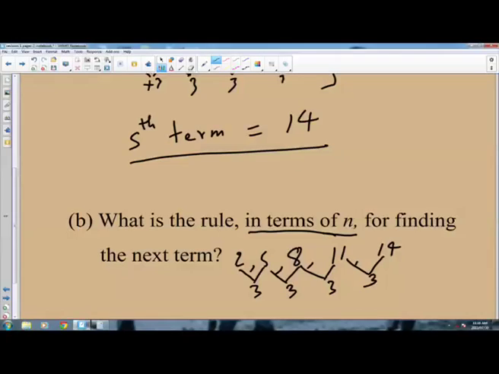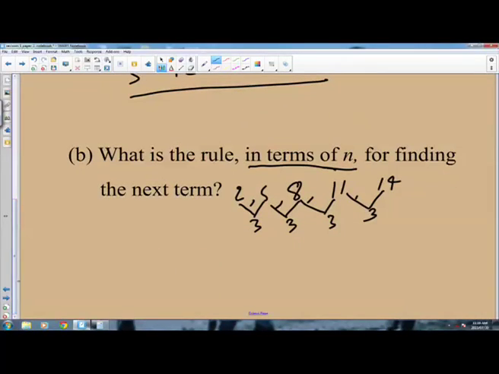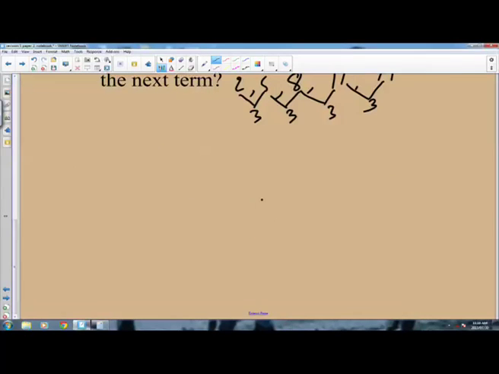Now, when the first difference is a constant, it means the sequence there is linear. And when the sequence is linear, it will take the form an plus b, where a and b are integers. And a is equals to the first difference. So according to this question, our a is equals to 3.